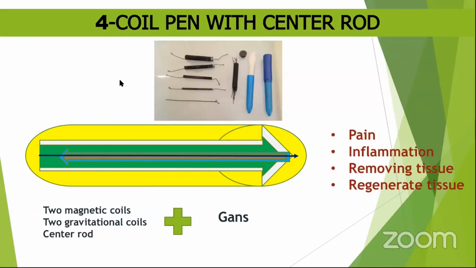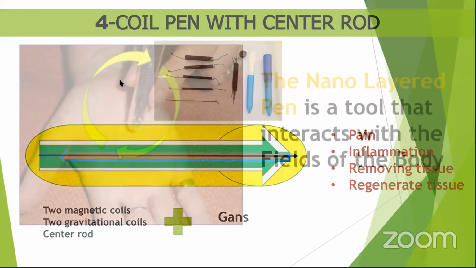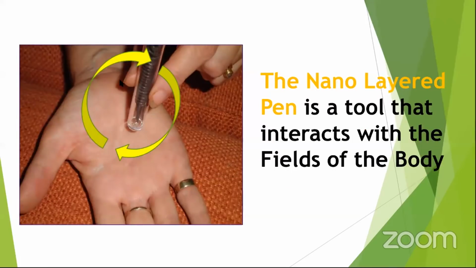So it's just an example. As I said, to use a pen, it's not a layer pen. It's a tool that interacts with the fields of the body. As I explained, it allows to continue that flow of energy. You just point the pen, and remember to use those.